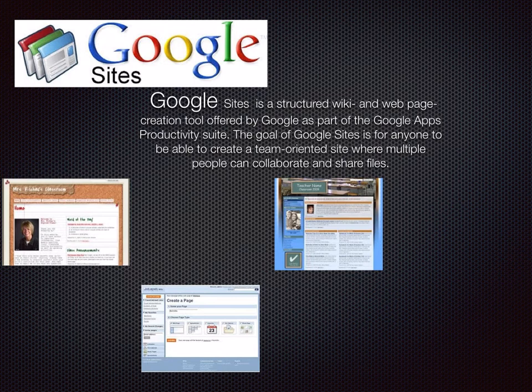Google Sites. What is Google? Everybody knows what Google is, a search engine. But now, recently, Google has come out with Google Sites. Google Sites is a structured wiki and web page creation tool offered by Google as a part of the Google App Productivity Suite. The goal of Google Sites is for anyone to be able to create a team-oriented site where multiple people can collaborate and share files.